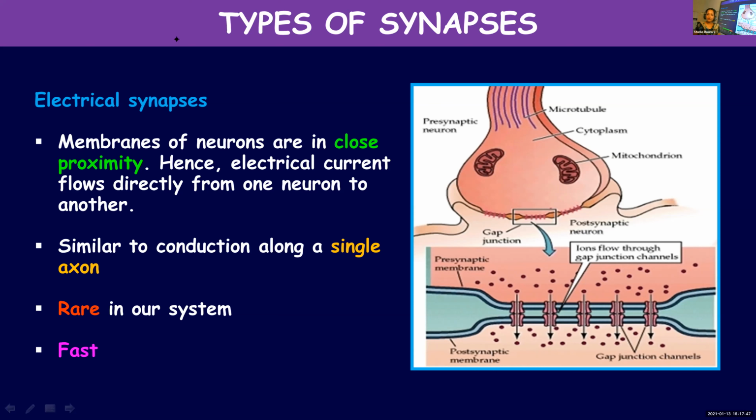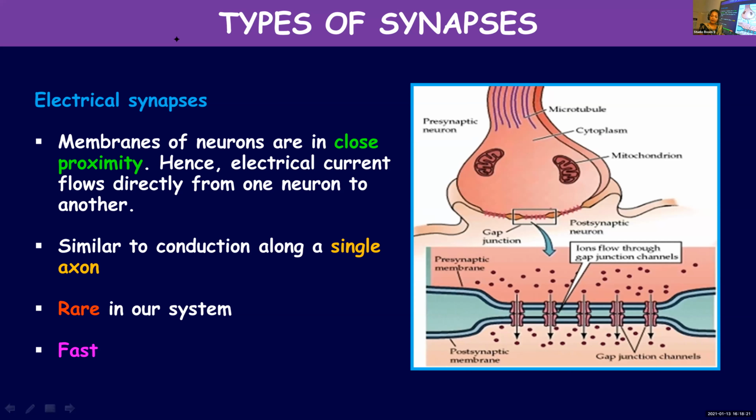It is similar to the conduction along a single axon. When the nerve impulse is transmitted along the axon, it gets transmitted very fast, and the electric current flows directly from one part to the other. Hope you remember what we learned in the first period, from site A moving to site B. So it moves easily. In electrical synapses, the movement of electric current from one neuron to another takes place very smoothly, as it does along a single axon.